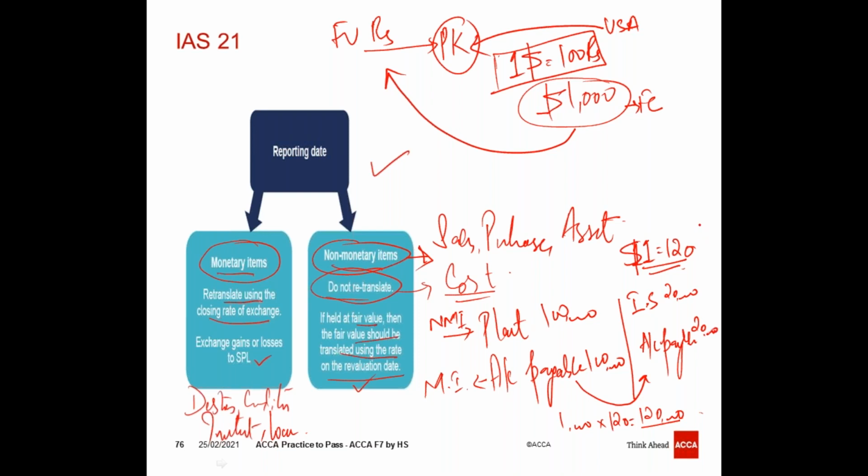And if the dollar currency weakens and the rate goes down, then there must be a gain on the retranslation. I hope it's clear now. Inventories are non-monetary items, yes. Only receivables, payables, investments, and loans are monetary items. So this loss will be named the foreign exchange loss. Yeah, these are the foreign exchange losses.